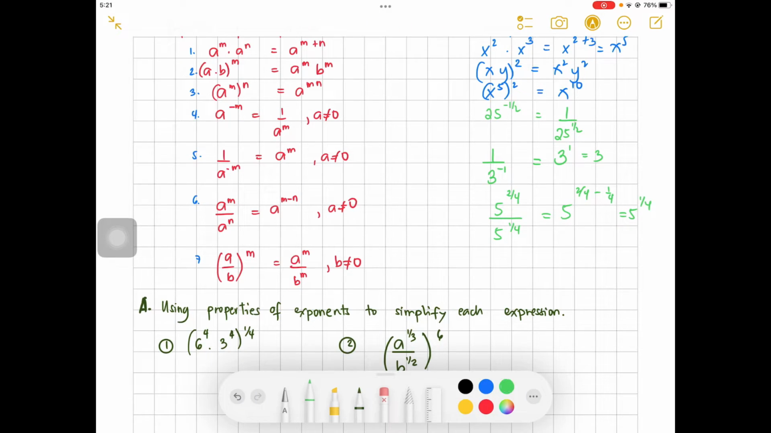And lastly, you have here a quotient, a over b raised to the power of m. So what happened here is we distributed the exponent for the numerator and for the denominator. Raised to 1/2. We distribute 1/4 to the numerator 1, and we distribute 1/2 to the denominator 4. If you're going to simplify this, it is equal to 1 over square root of 4. The answer is 1/2.